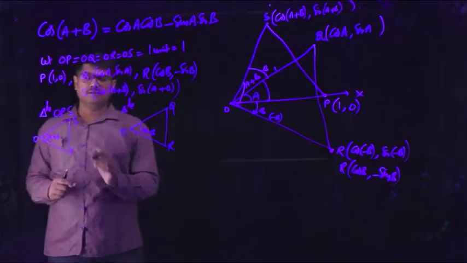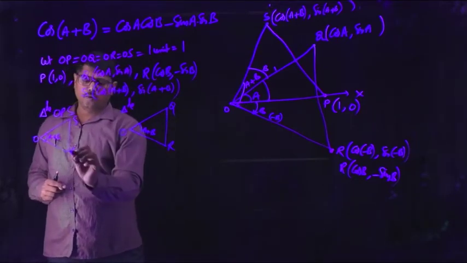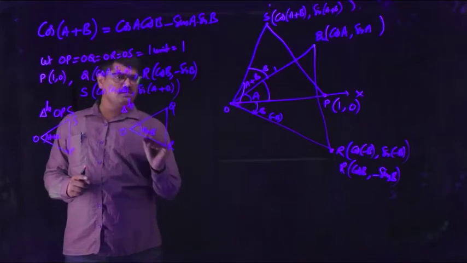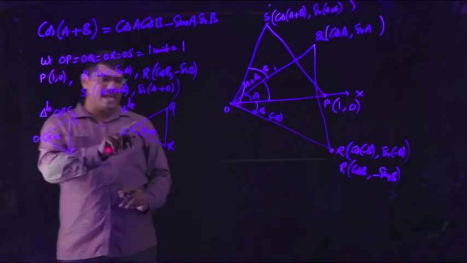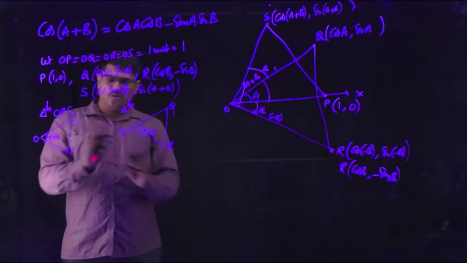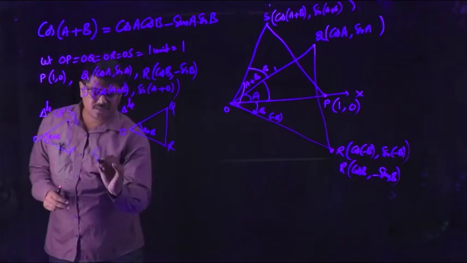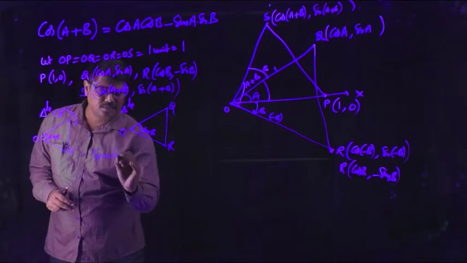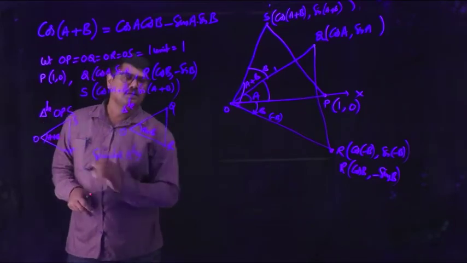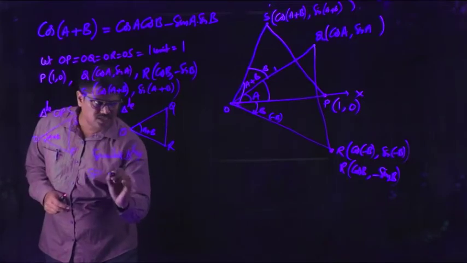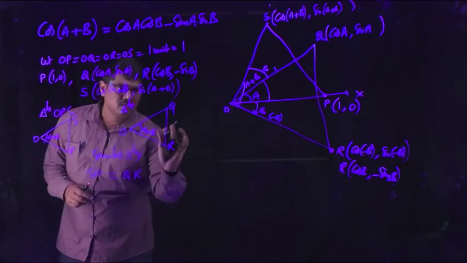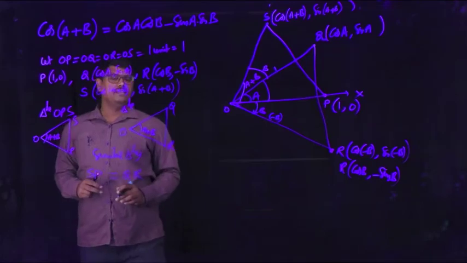And observe, OS, OP, OQ, OR are the same. Already we considered that one. The included angle is the same. So these two are similar triangles. Hence you can consider SP is equal to QR. The remaining two sides have to be equal.